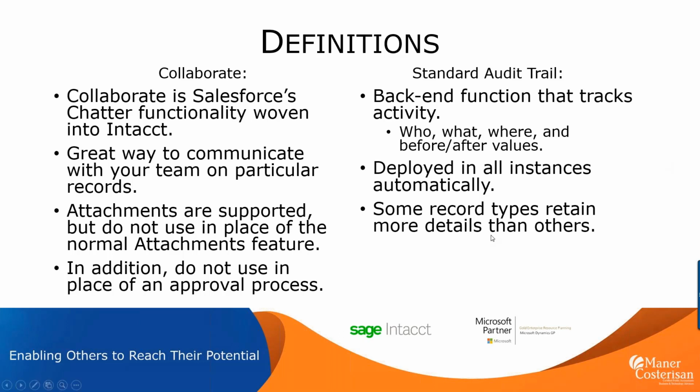I did want to make a little note to say that some record types retain more details than others. We're going to talk about this in more detail later, but just note in general that the before and after audit trail information that you can get is going to be a lot more detailed for master records and header information on transactions. You're not going to see as much detail for transaction rows and things like that.